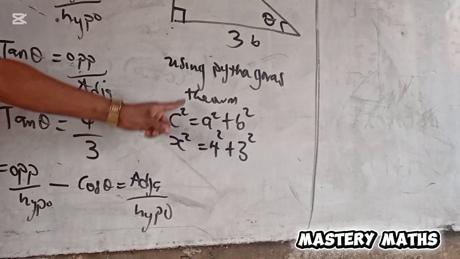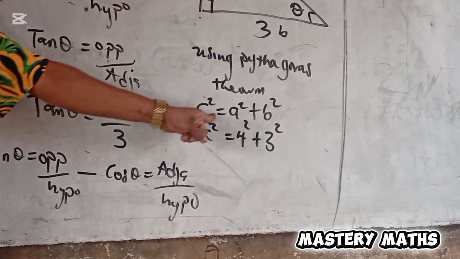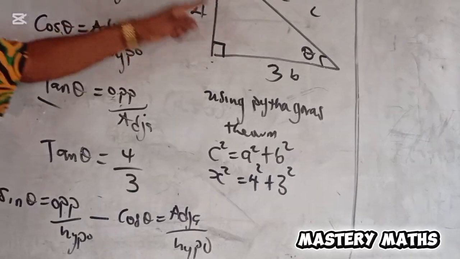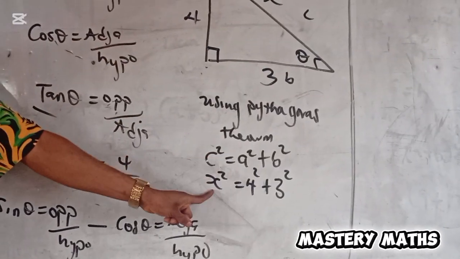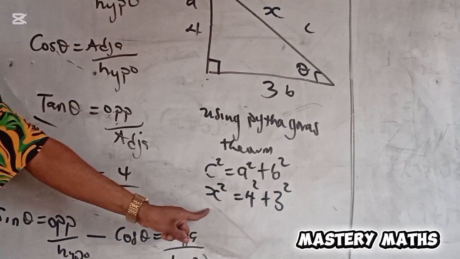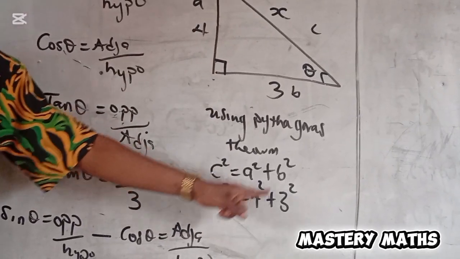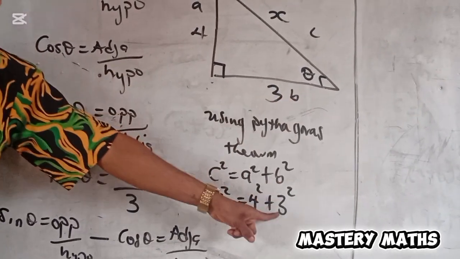Look at it. Using Pythagoras theory, c squared equal to a squared plus b squared, and I call here my c, here a, and here b. Our c squared is x, put your x squared there, equal to your a squared, I call it 4 squared, then plus your b squared, I call my b 3 squared.